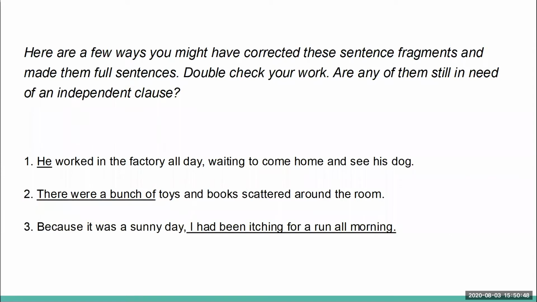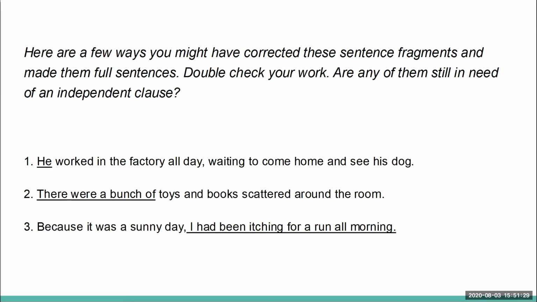He worked in the factory all day, waiting to come home and see his dog. By adding the pronoun he, we've put a subject in this clause, which otherwise merely had a predicate. Worked in the factory all day. In the factory all day is part of the predicate that describes worked, the verb. Therefore, by adding a subject, this becomes a full thought. Waiting to come home and see his dog is just another dependent clause added on to the end.